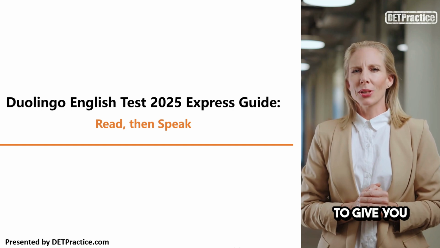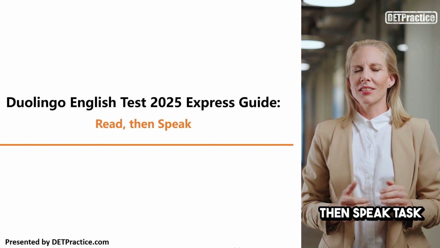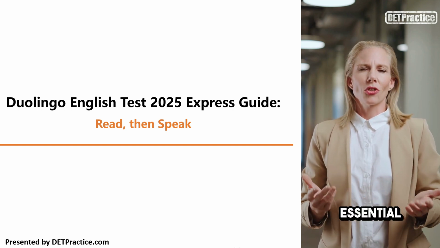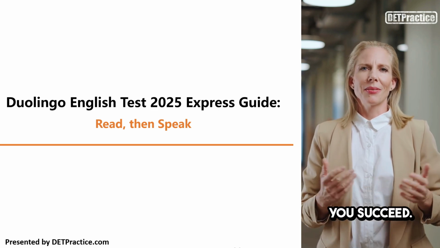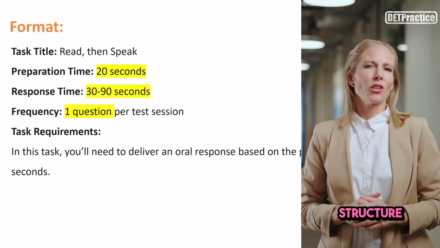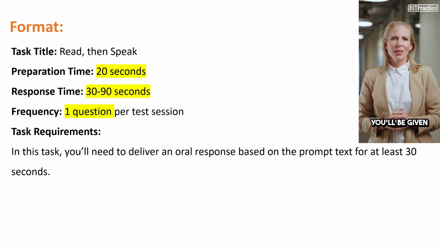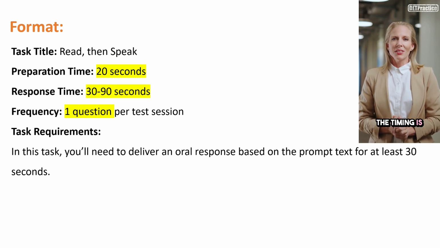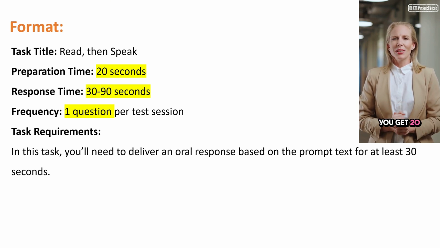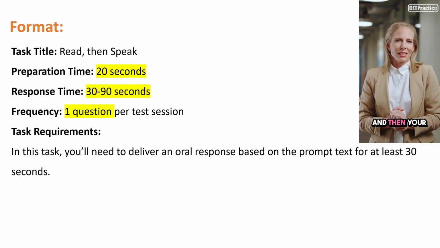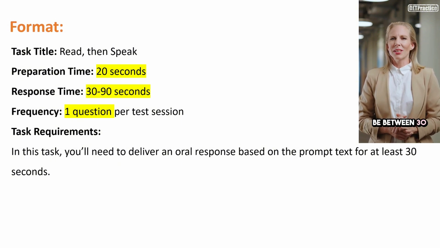Today I'm going to give you a comprehensive breakdown of the Read Then Speak task and share essential strategies to help you succeed. Let's start with the fundamental structure of this task. You'll be given a topic to speak about, and the timing is very specific. You get 20 seconds for preparation, and then your response time must be between 30 and 90 seconds. This is a single question that appears once per test session.